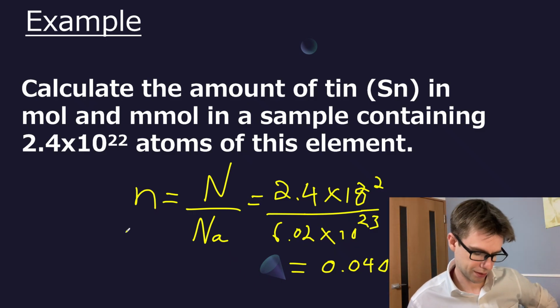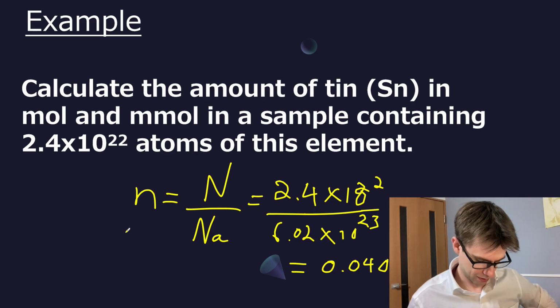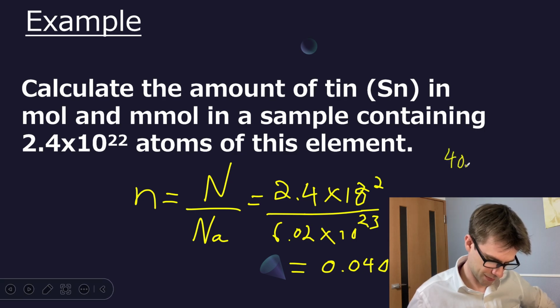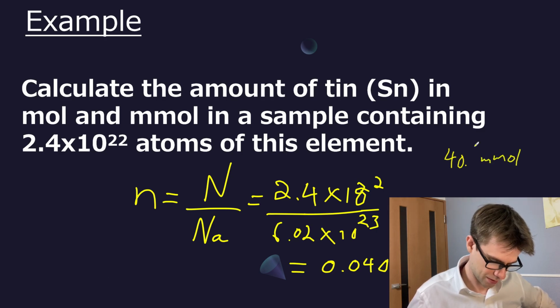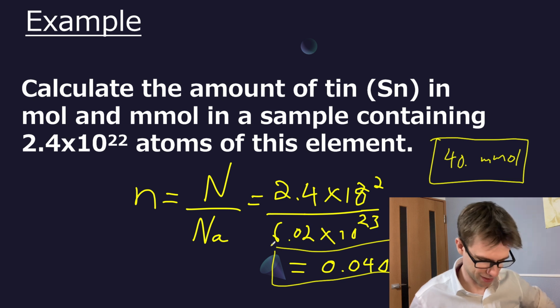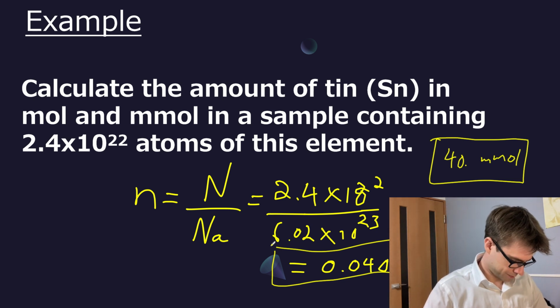Okay, and then to answer this in millimoles, we would just multiply that by 1,000. So this will end up being 40. with a decimal place after the 0 to show our 2 significant figures, millimoles. Okay, something like that. So let's move on.